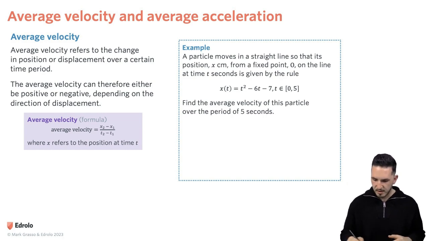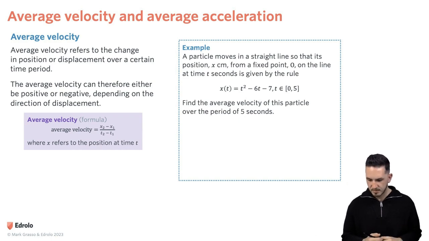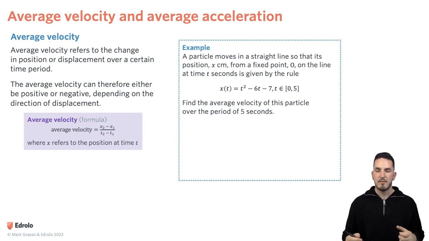So in this case, we've got an example. A particle moves in a straight line so that its position x centimeters from a fixed point, the origin, on the line at time t seconds is given by the rule x of t equals t squared minus 6t minus 7, where t is an element of 0 to 5. Find the average velocity of this particle over the period of 5 seconds.